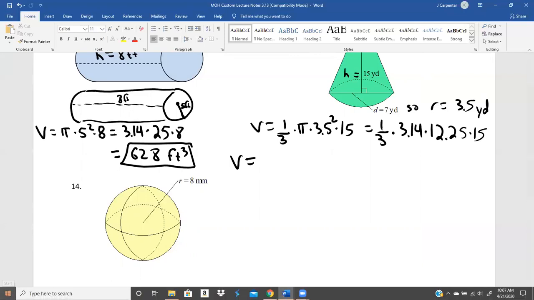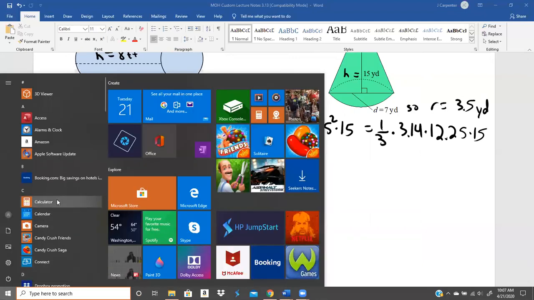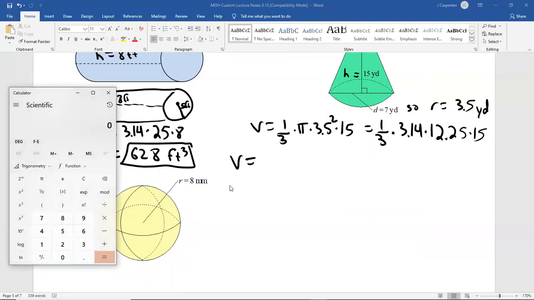In fact, I'll pull out a calculator since this is a decent amount of arithmetic. 1 divided by 3 times 3.14 times 12.25 times 15. Drum roll. We get 192.325.